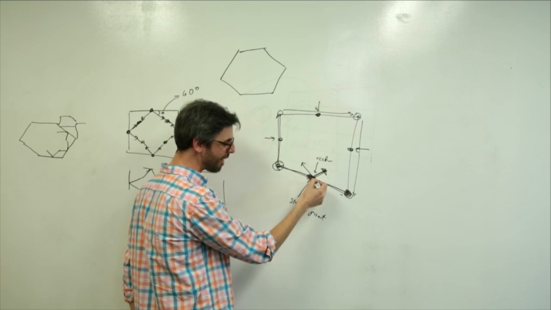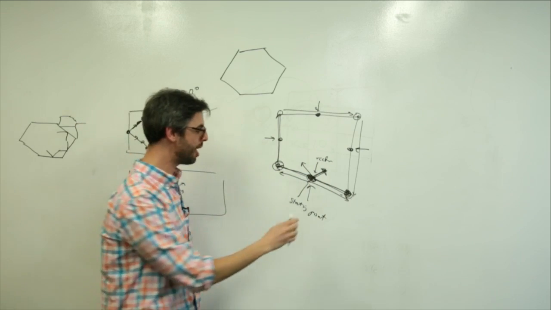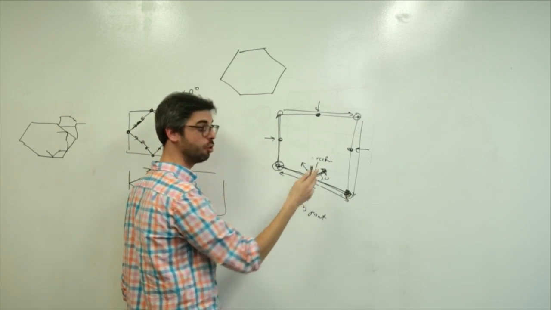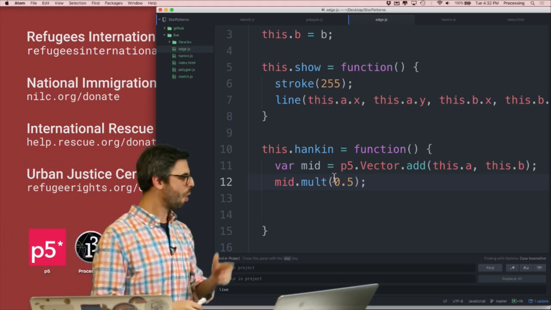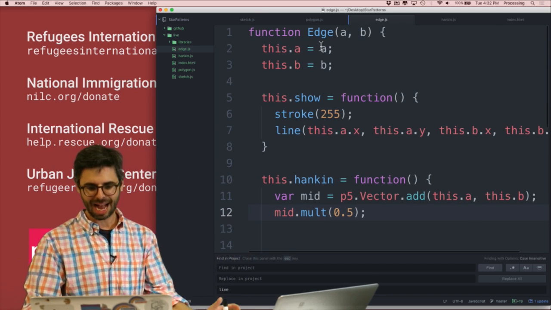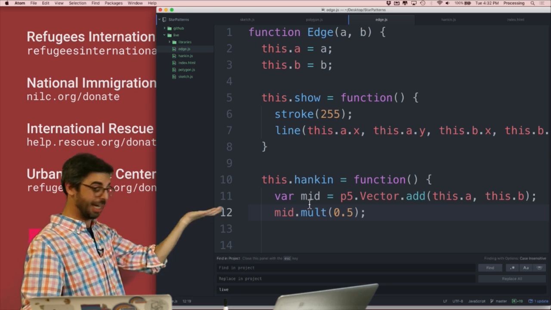If I could just get a vector that points from here to each of the endpoints of the edge, then all I need to do is rotate it by some angle, and I have the two Hankins. Okay, so let's try to do that. What I need is the midpoint and the edge points. The edge points are A and B. The midpoint I just calculated.